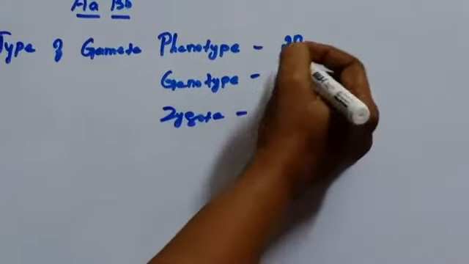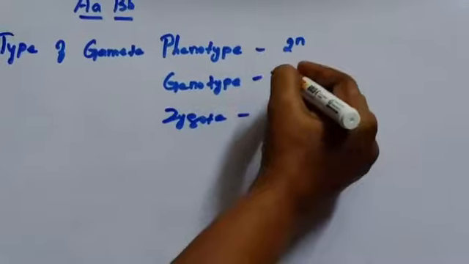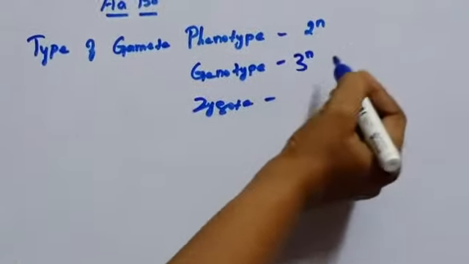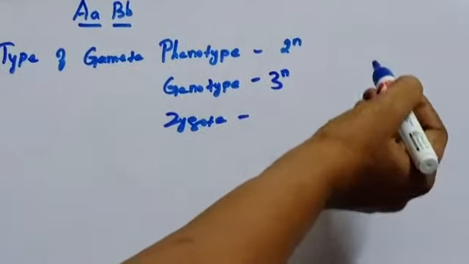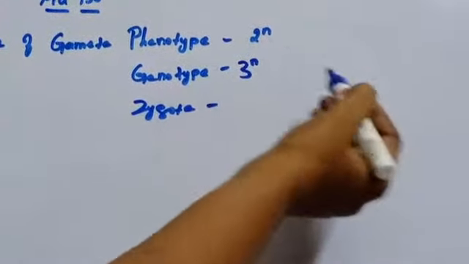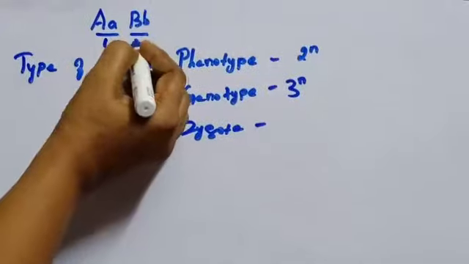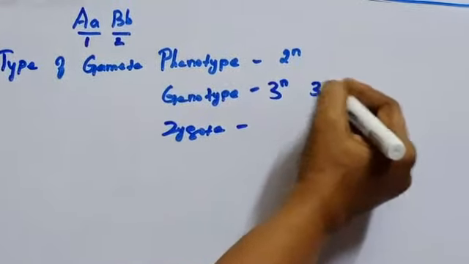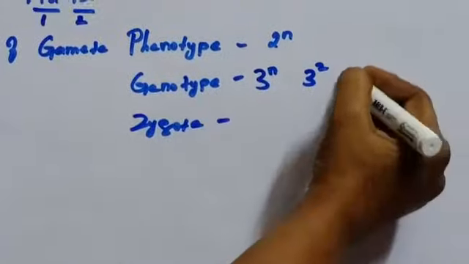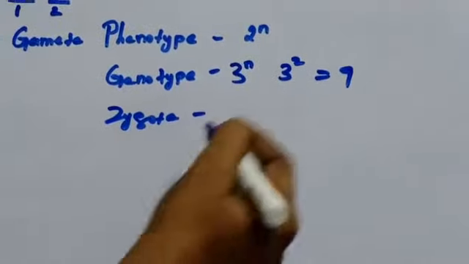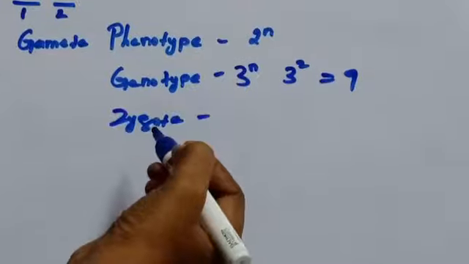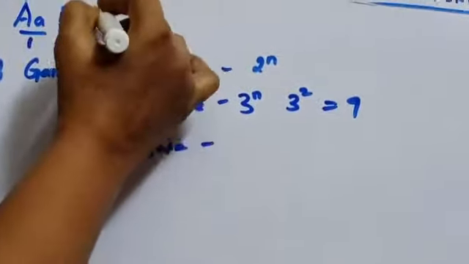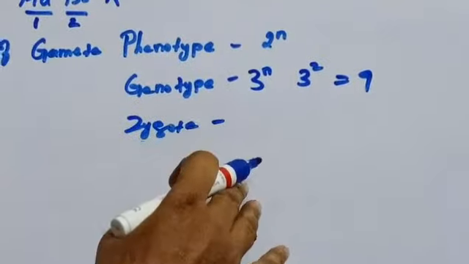Next, to find out the genotype, we can use the formula 3 to the power n. N is the number of heterozygous pairs or the number of hybrid characters. You can see 2 heterozygous pairs. So 3 to the power 2 is equal to 9. Then the number of zygotes produced by selfing.